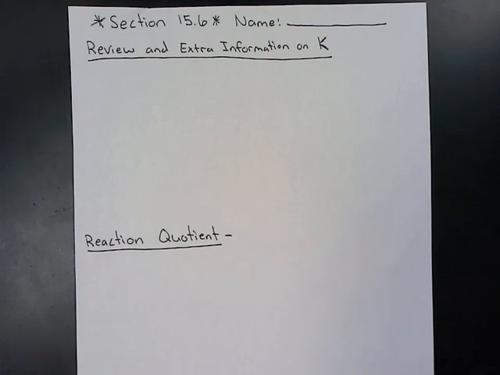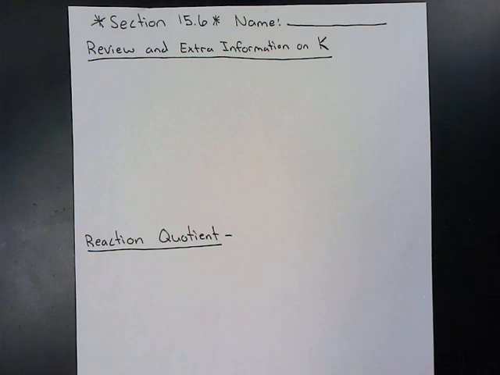Today, what we're going to be talking about in AP Chemistry is Section 15.6. And Section 15.6, yet again, goes one step further into that equilibrium constant expression and that equilibrium constant. Now, there's a few specific objectives that we have with this particular section of AP Chemistry.